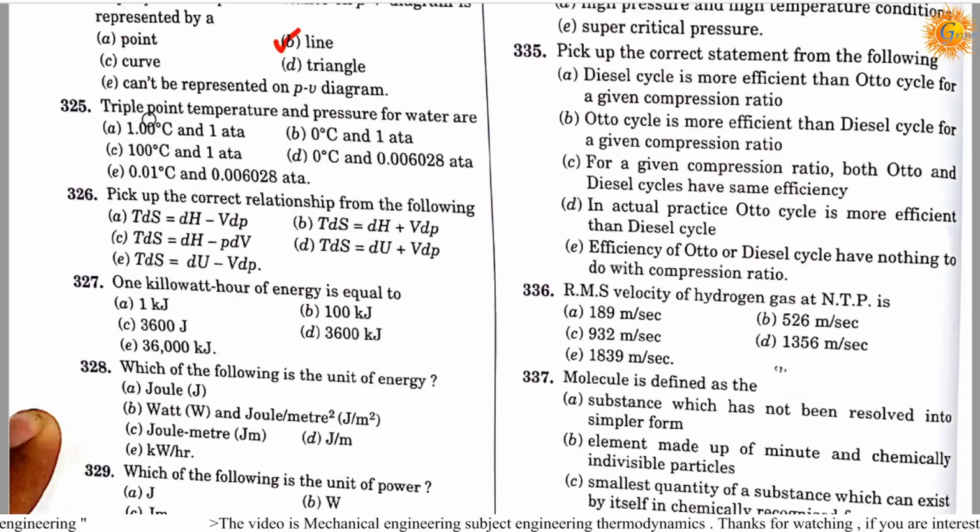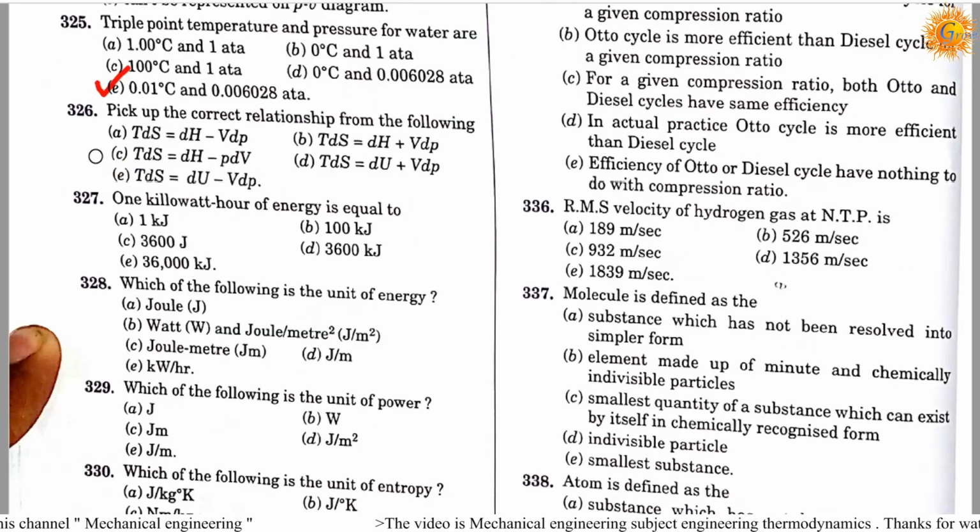Question number 325. Triple point temperature and pressure for water are: option A, 1 degree centigrade at 180 Pa; option B, 0 degree centigrade at 180 Pa; option C, 100 degree centigrade and 180 Pa; option D, 0 degree centigrade and 0.00602880 Pa; option E, 0.01 degree centigrade and 0.00602880 Pa. So the correct answer is E.